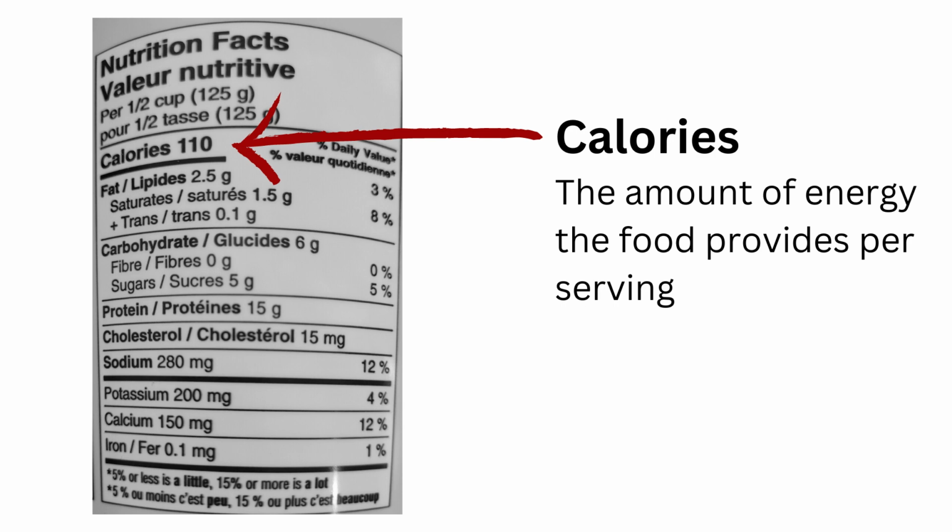Next, in bold, you will see that there are the calories listed. Calories are a measurement of the amount of energy that the food provides. On average, adults need about 2,000 calories per day, but it's important to note that everyone is different, so you might need more or possibly less than 2,000 calories per day.